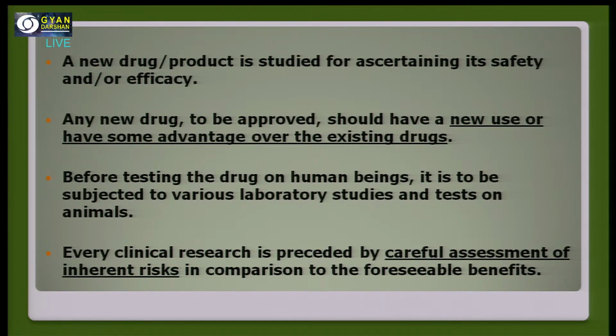And any new drug which is to be approved should have a new use, or it should have some advantage over the existing drugs. Obviously, if there is already a drug available for any ailment, a headache or any other problem, and you still want to do the clinical trial of another compound or another chemical, then you should be able to justify why you are doing it, because that drug is already available.